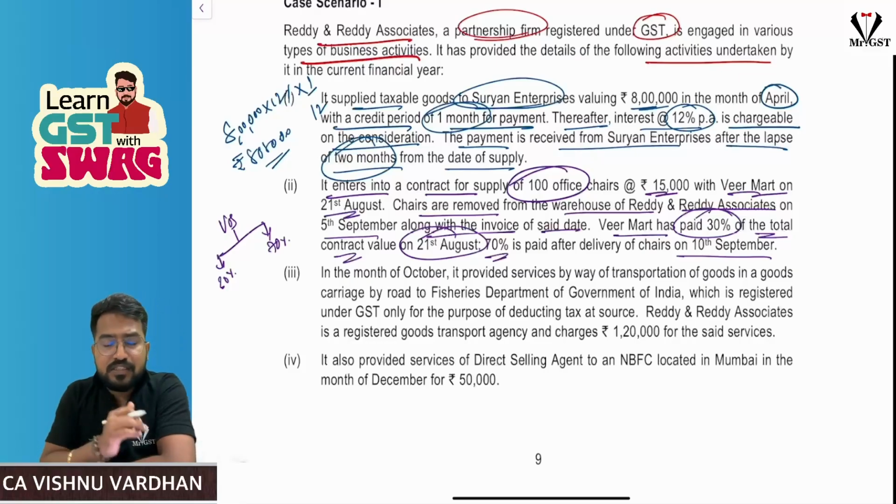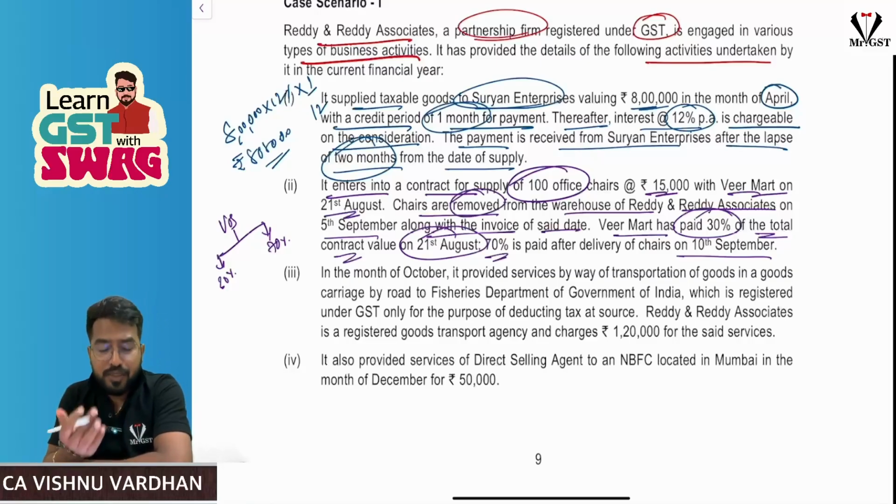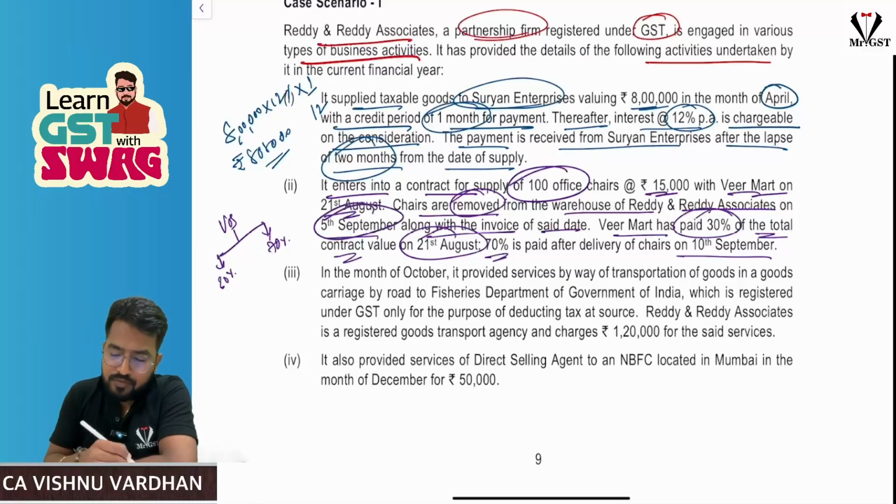But for both the things, as I told you, time of supply is actual date of invoice or due date of invoice, whichever is earlier. Here, removal of goods is involved. So, now, the due date to raise invoice is the date of removal, 5th September.